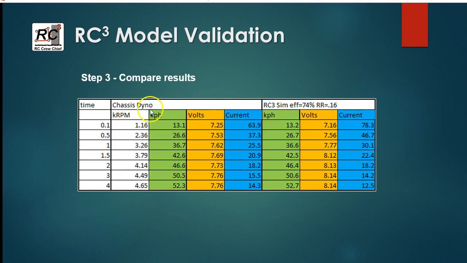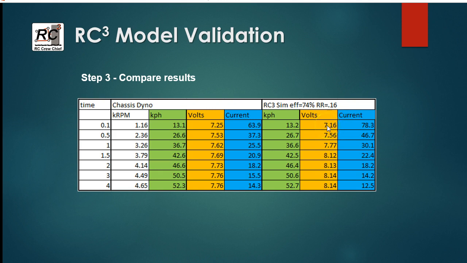So this is a summary. This is the chassis dyno that we showed before, and this is what we ended up with in RC Crew Chief. The green column compares to green, orange to orange, blue to blue. You can see our kph is very close. We're within a few tenths of a kph all the way through. Our current and voltage, however, are not as good, but they're still in the same sort of trend.